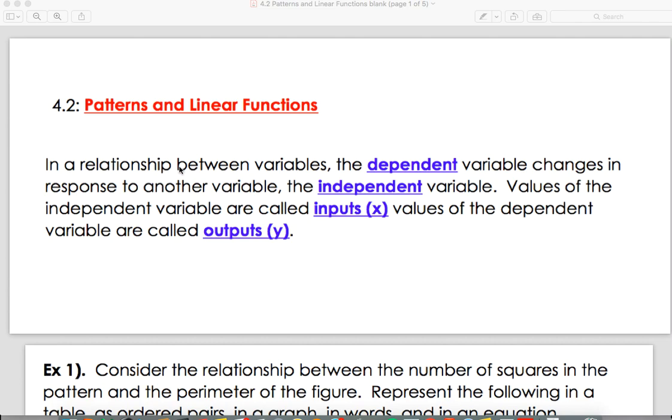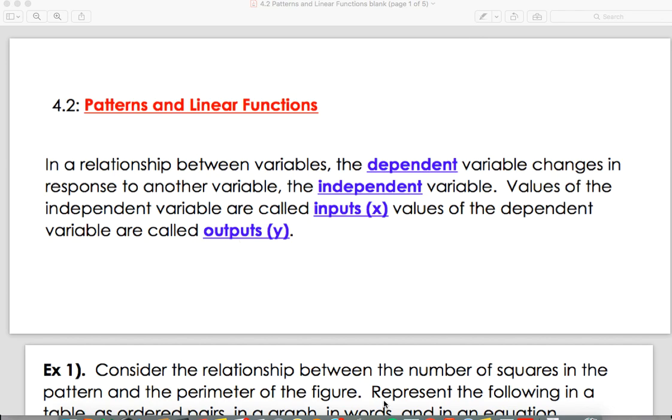So in a relationship between variables, the dependent variable changes in response to another variable, the independent variable. In terms of math, values of the independent variable are called inputs, the x values, and values of the dependent variable are called outputs. Independent implies input, that's a good way to think of it. Input, independent, both begin with "in." So when we put something in for x, it's independent. We can put in whatever we want, but we'll get some output for y.